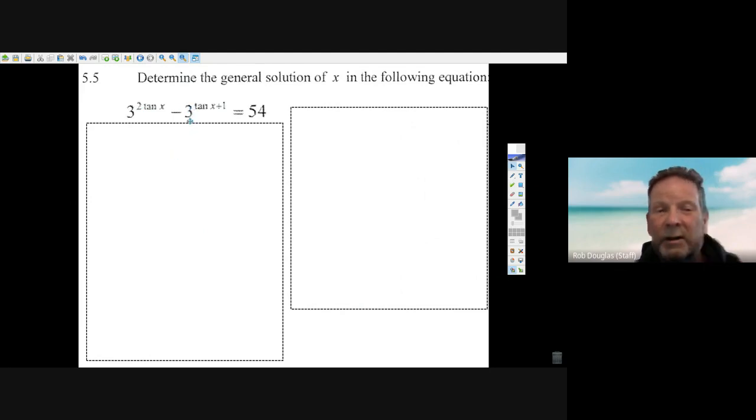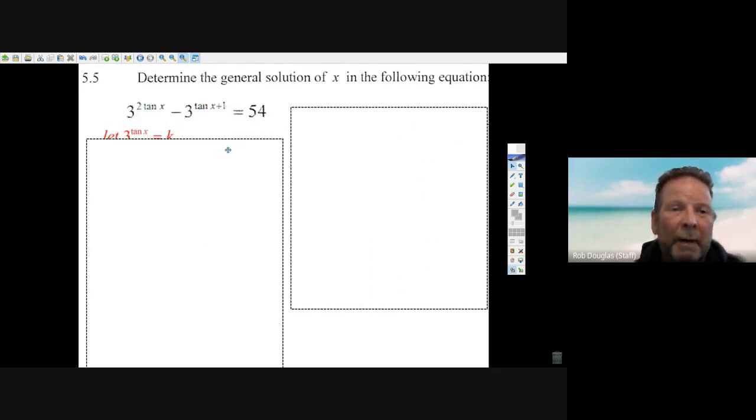It's really just a trinomial. You've got something squared, and then it's not squared, and then there's a number. But you know what makes it a lot easier? They didn't do this in the memo. This is what I would do. I'd let 3 to the tan x be k.